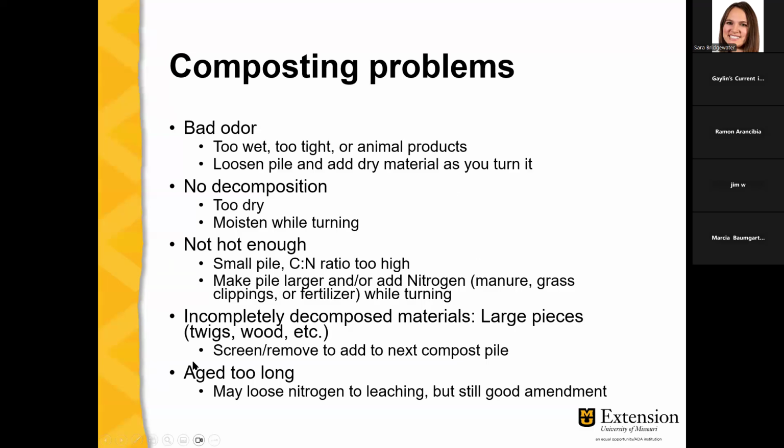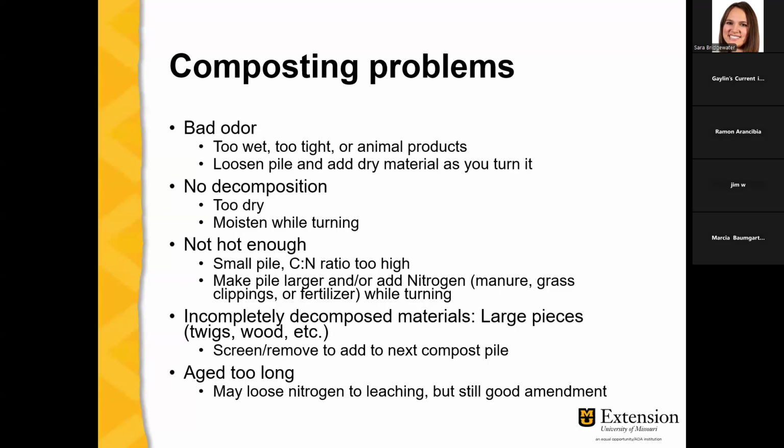Sometimes there is incomplete decomposed material, so large pieces, twigs, wood, etc. You want to remove those and screen them out. You can use a screen to collect only the small particles, and the largest particles can be put back into a new compost pile. Not only is that going to add the microorganisms, but it's going to have more time to become decomposed into smaller pieces.